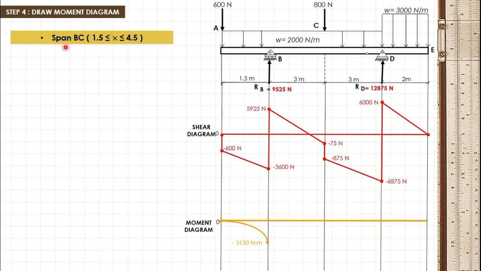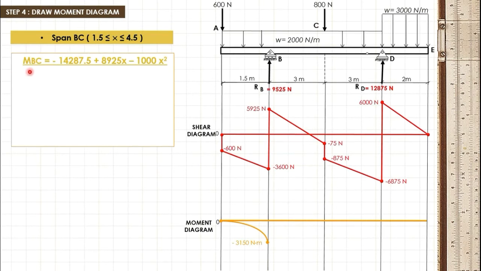Now for our span BC, we will be using this moment equation. Moment at BC is equal to negative 14,287.5 plus 8,925x minus 1,000x squared. At point B, where x is equal to 1.5 meter, by substituting the value of x to this moment equation, we get negative 3,150 Newton meter, which is also the same with the moment we have computed from the previous equation because they are at the same location, which is at point B. Therefore, this negative 3,150 Newton meter will remain at this point.